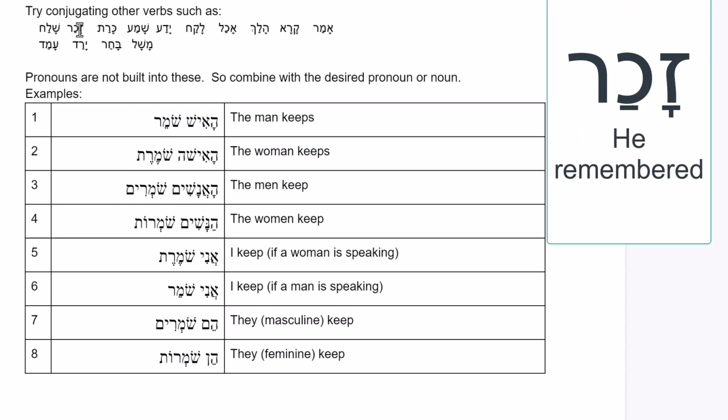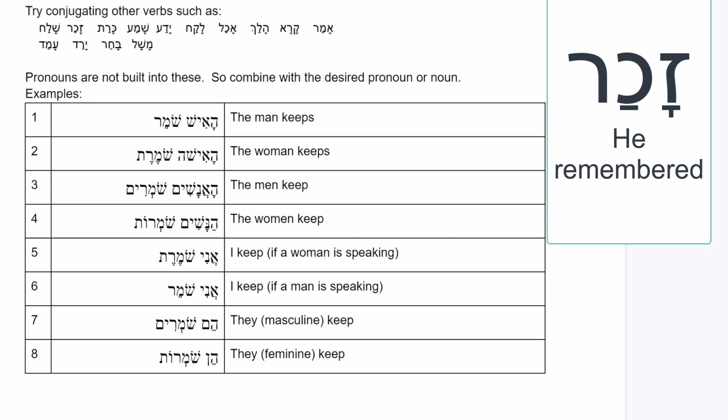The next one should not be irregular at all. It's zakar, which means he remembered. Let me break it down for you again. You're going to change the ah sound under the zayin to zo, and then instead of kar, it'll be zocher. So you're changing the ah sound under the chaf to the sere. So you're going to have zocher, just like shamar became shomer. So zocher, zocheret, zochrim, zochrot.